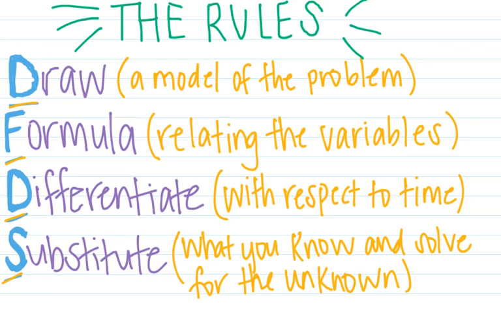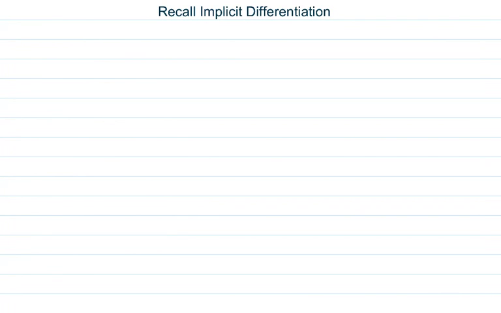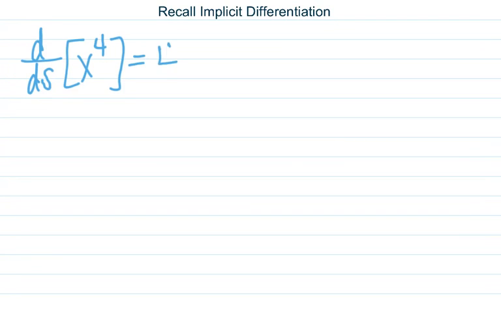solve for the unknown. All right, the second thing you want to recall is implicit differentiation, which is the bulk of solving a related rates problem. So say, for instance, I say, give me the derivative with respect to s of x to the fourth. What would you do? Right, so we would say 4x cubed, but times dx over ds.